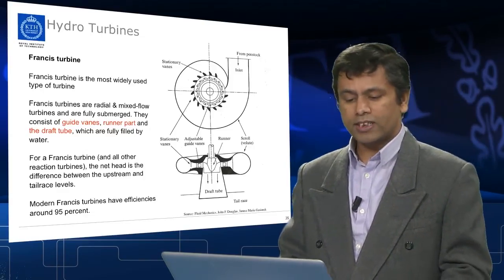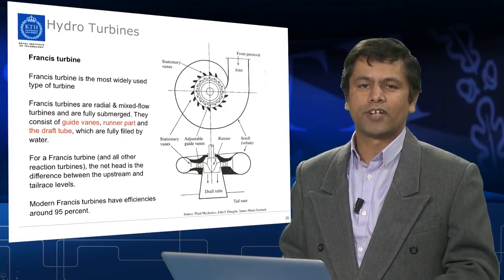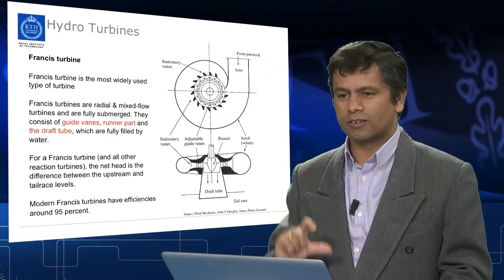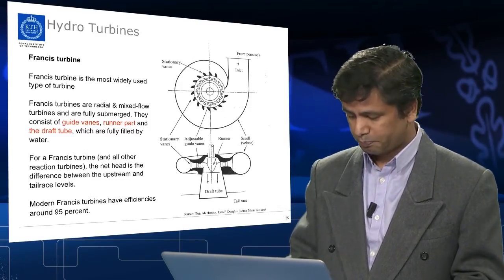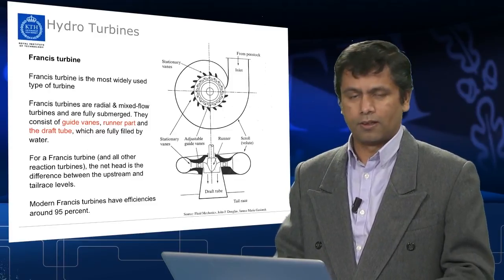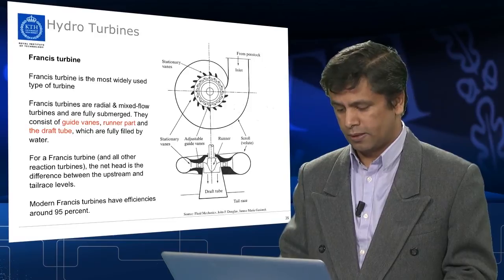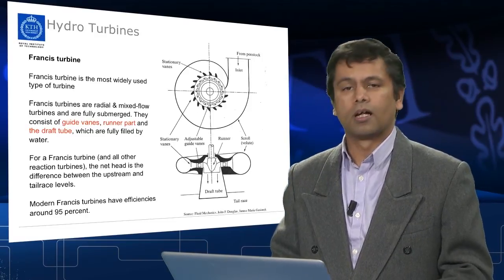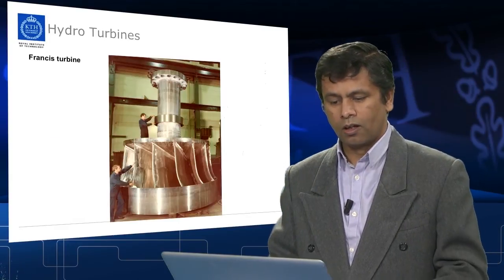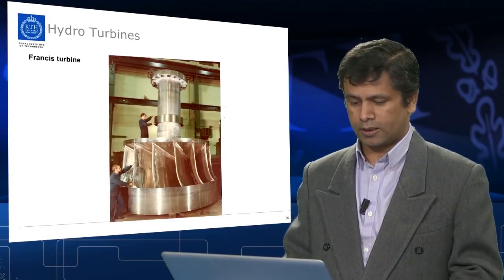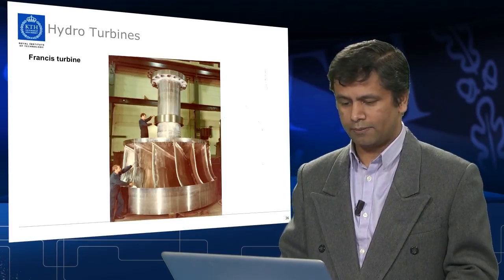For the Francis turbine, the net head is the difference between the upstream and the tailrace level, so it utilizes the draft tube level as well. And modern Francis turbines can have efficiency up to 95%, so it is one of the efficient turbines. Here is another picture of how Francis turbine runners look.